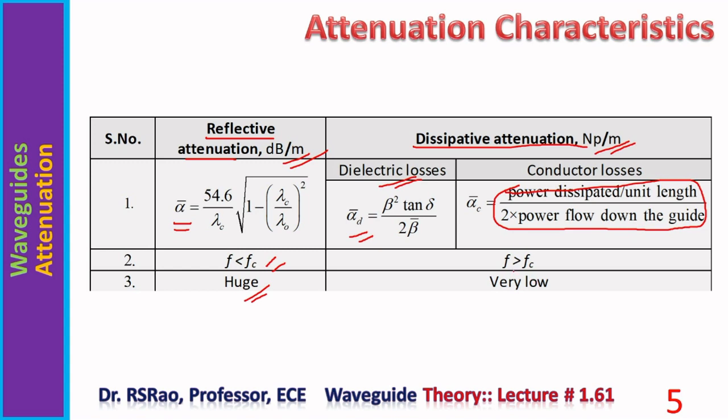This dissipative attenuation comes into being when frequency is more than fc. It is very low. This particular formula, alpha c equals power dissipated per unit length by 2 into power flow down the waveguide. It is imported from transmission line theory. In the expressions for alpha, that is the attenuation constant, you can notice the presence of a bar. Bar indicates here that these expressions are for non-TEM waves.